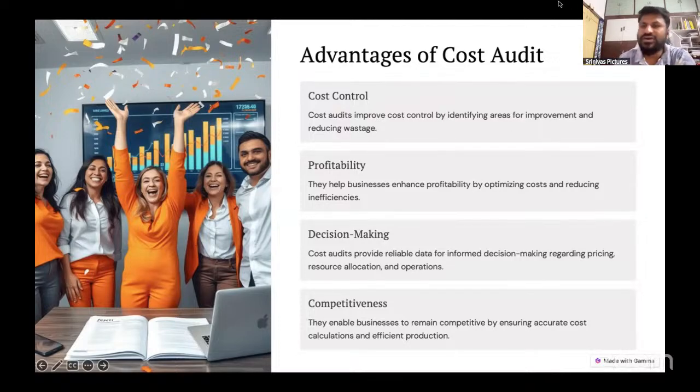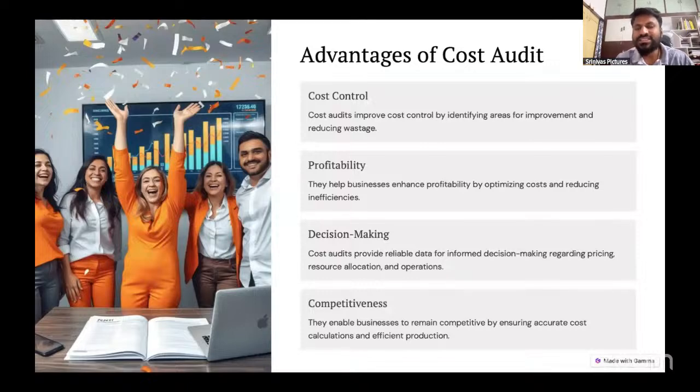There are advantages of cost audit. First one is cost control. Cost audit has advantages to the management, to the cost accountant, to shareholders, to the government, and also to society.